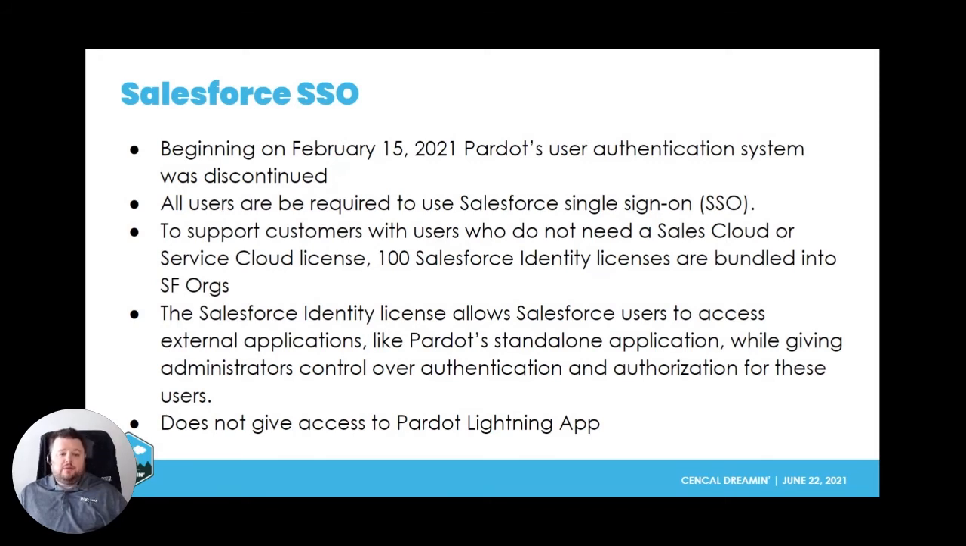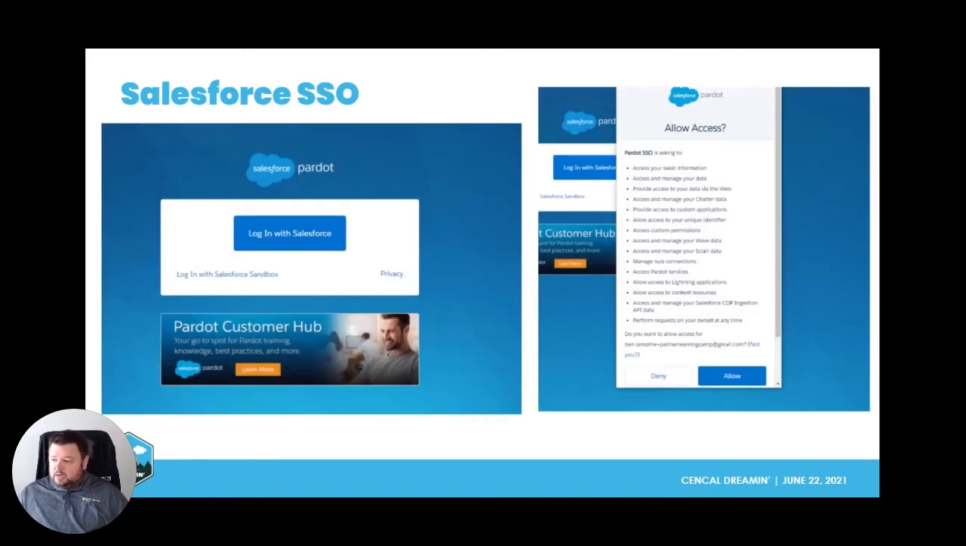This is not a login for the Lightning app. This is exclusively for people who are logging in using pi.pardot. This is an example of what that looks like. There used to be this other login that says login with your Pardot credentials and username and password or email and password, and that's gone now. The only option is login with Salesforce.